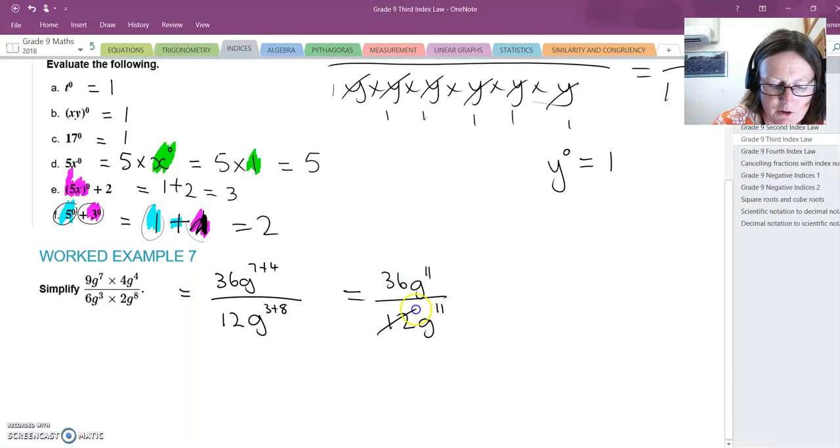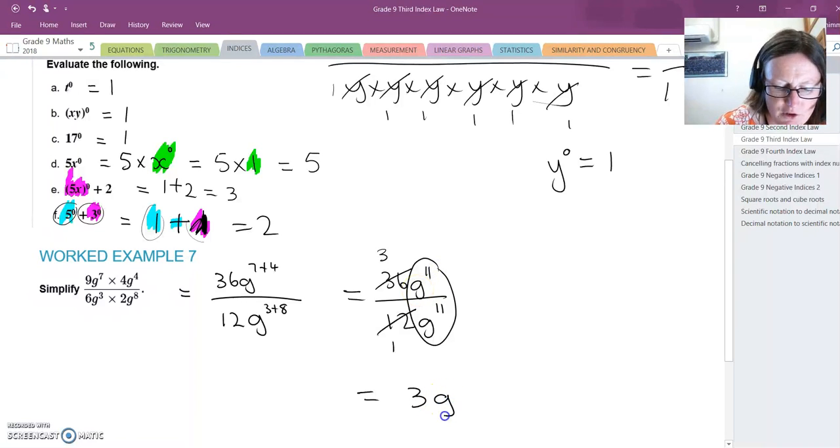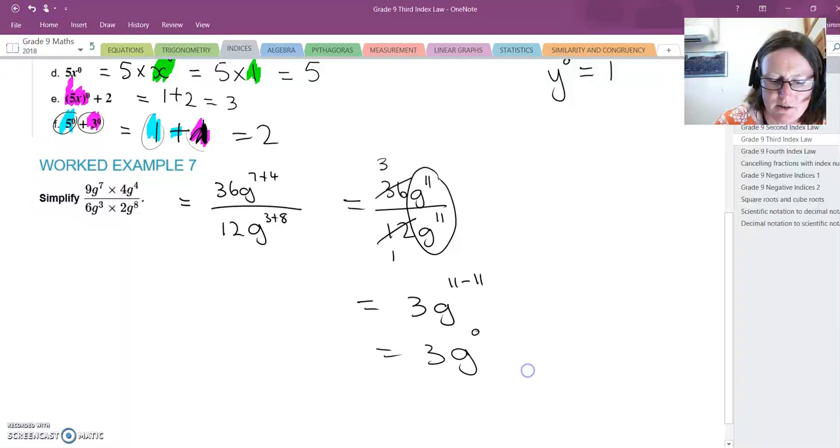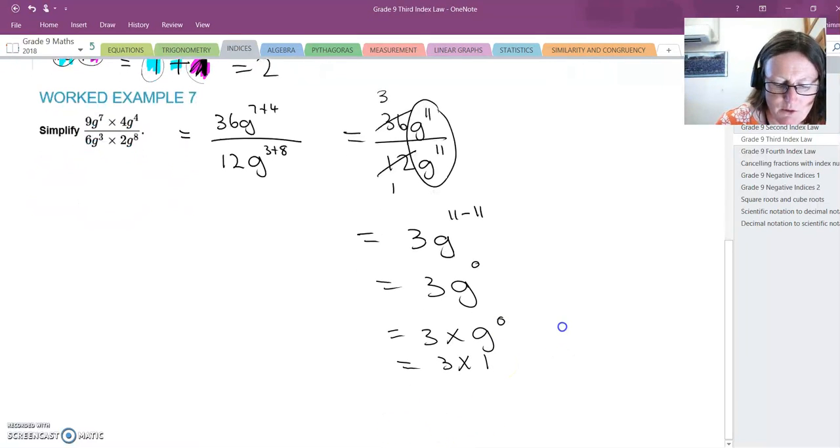Looking at my coefficients, 12 goes into itself once and 36 3 times. So I've got 3. Now this is a division. With a division, I subtract the indices. So I've got g to the 11 subtract 11. 11 subtract 11 is 0. So I've got 3g to the 0. This gives me 3 times g to the 0, which is 3 times 1, which is 3.